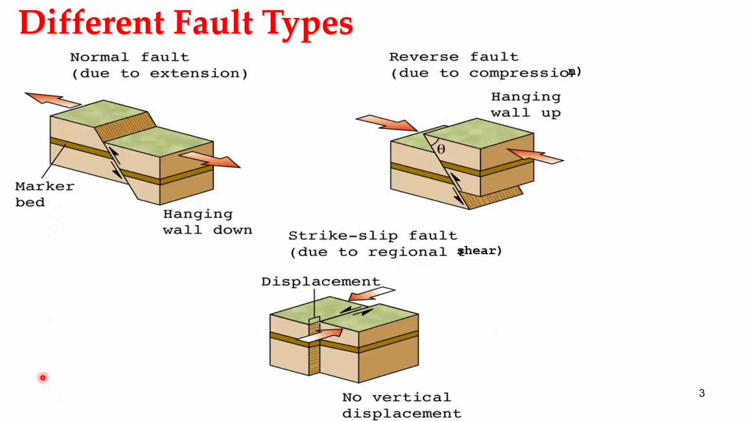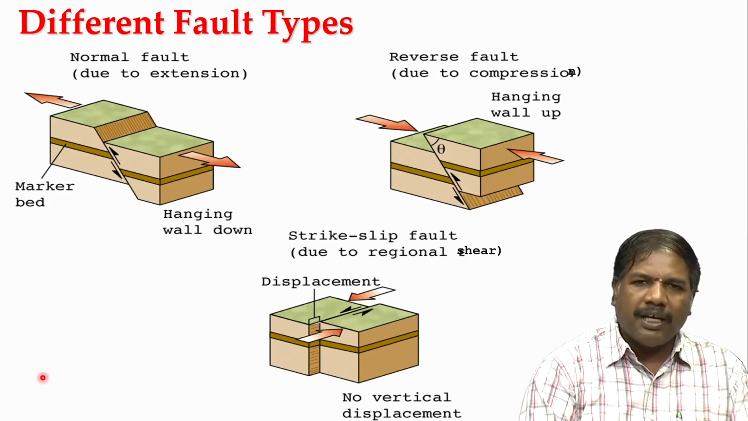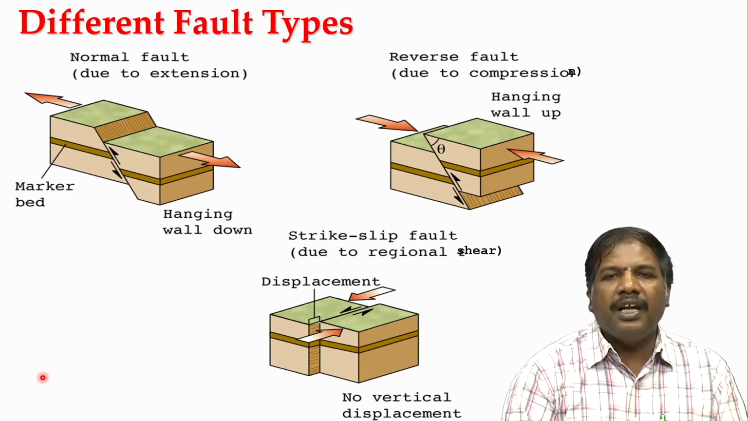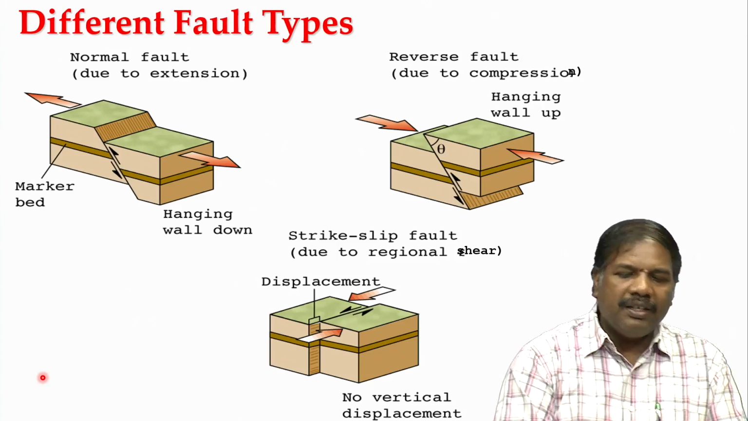Depending upon how the hanging wall and footwall move relative to each other and what kind of force is involved, faults can be categorized into different types. This is called the type of fault. Broadly it can be divided into 3 groups, and then you can make it 3 into 3, which is 9 categories. So let us see how we make the broad 3 groups.